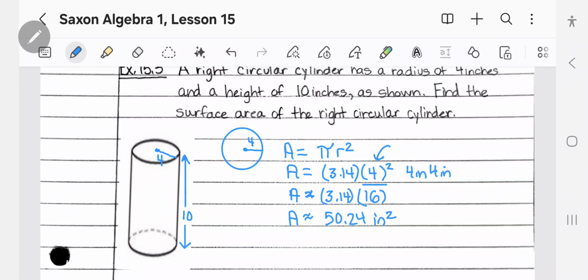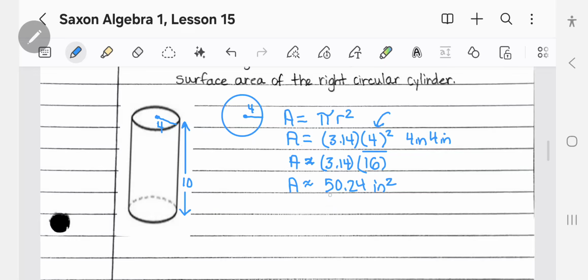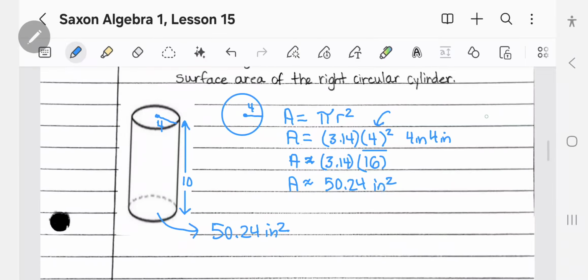But how many of those do we have, right? We've got 2 of those. So if we've got 2 of those, we're going to need to double that. So we're going to need to find the area of this one is also going to be 50.24 square inches. So maybe need a little running total over here. We've got this, and we're going to double it.